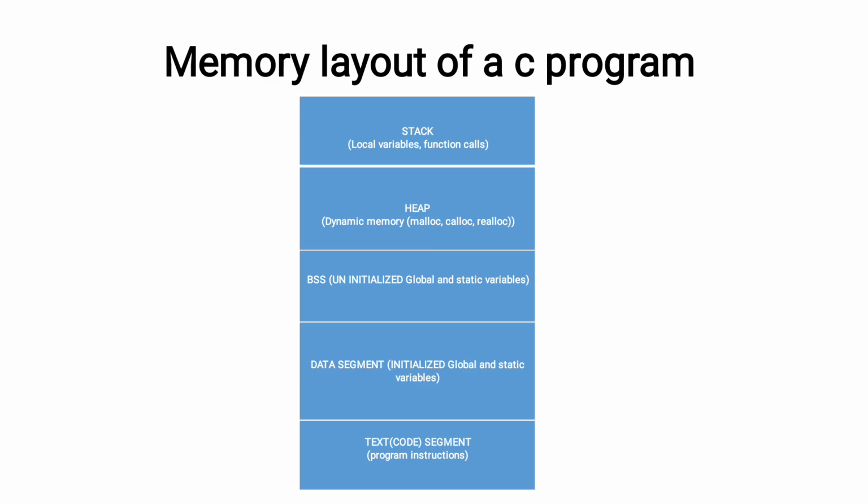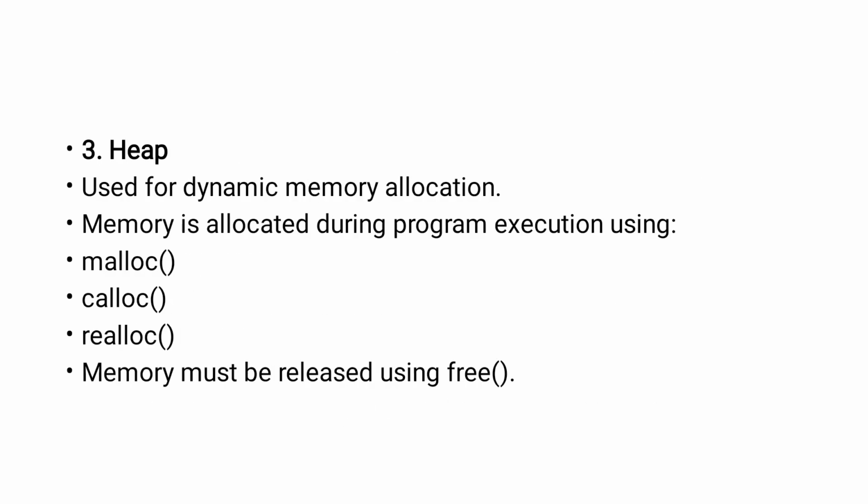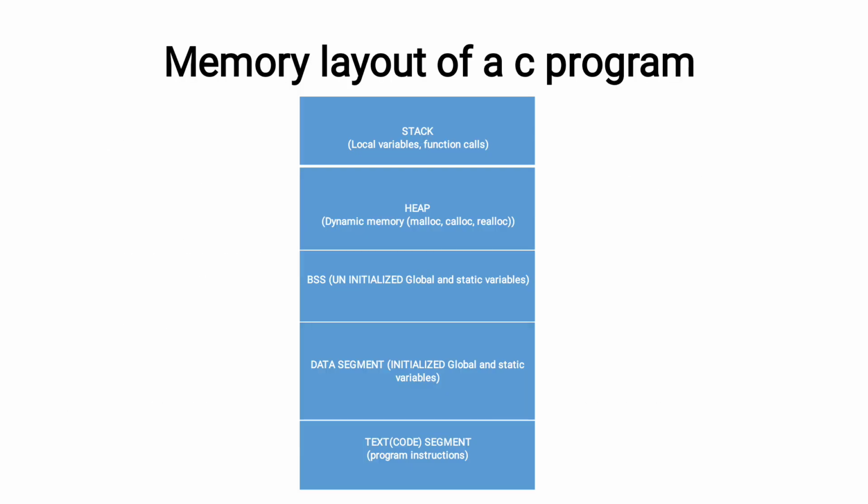Next, the fourth segment is the heap. This is used for dynamic memory allocation. The dynamic memory allocation functions like malloc, calloc, realloc, free are all handled in this fourth segment called the heap segment.